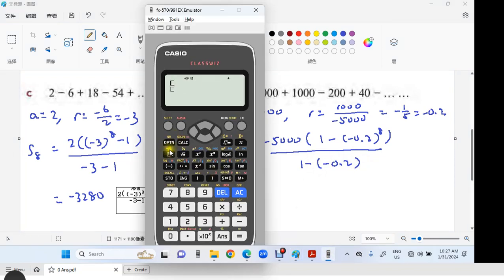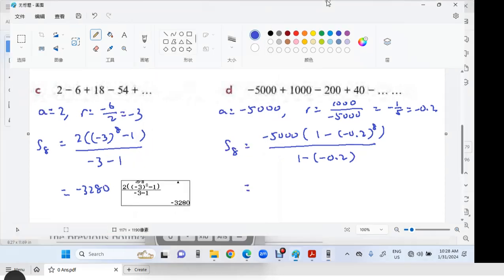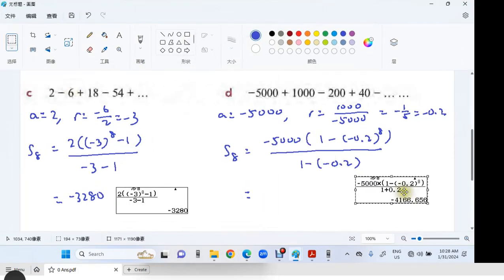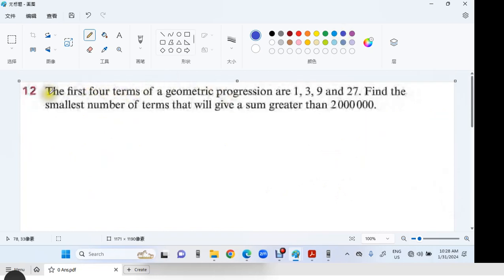So I have the negative 5000, 1 minus negative 0.2 to the power of 8 divided by 1 plus 0.2. So the answer will be negative 4166.656. Okay, question number 12.